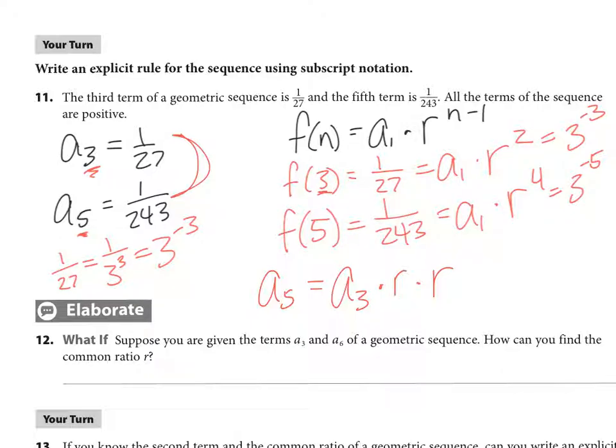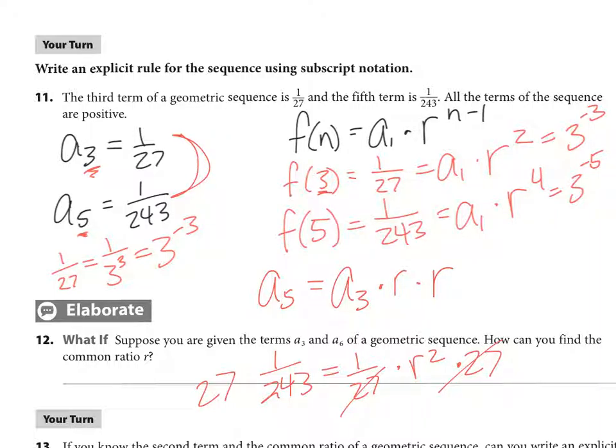So now we plug in the values. What is a of 5? A of 5 was 1 over 243. A of 3 is 1 over 27, and that's times r squared. So now at this point we can find r squared. How do I get rid of the 1/27th? Multiply both sides by 27. Okay? Everybody good? What's 27 times 1 over 243?